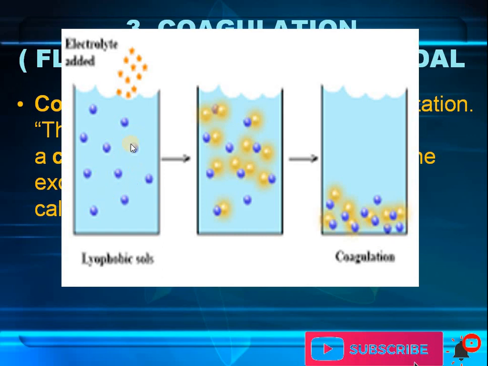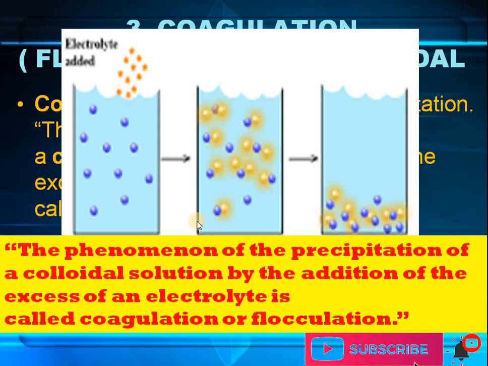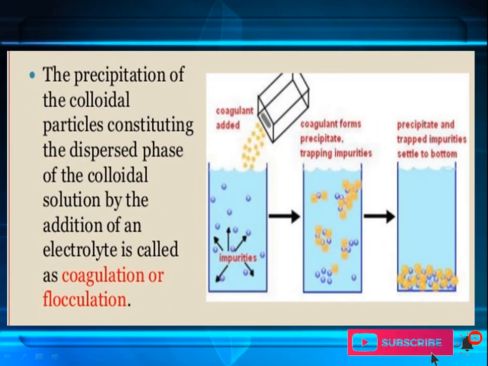with the particles of a colloidal solution which is lyophobic, forms this type of molecules and they get coagulated, and this is the coagulation. So the phenomenon of precipitation of a colloidal solution by the addition of the excess of an electrolyte is called coagulation or flocculation. So this is the precipitation.